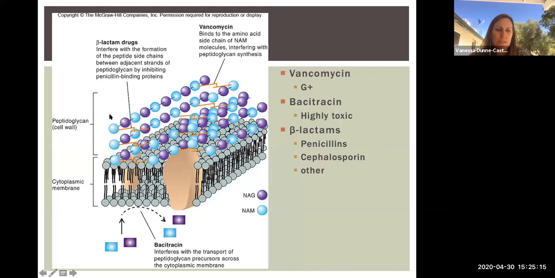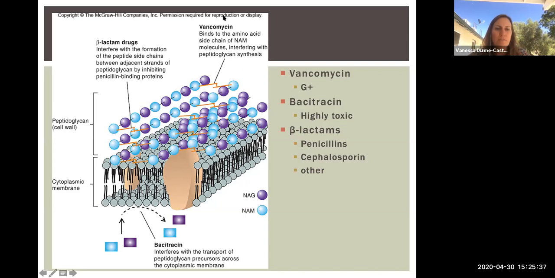Here's a nice picture to show you some of these different sites of action. So bacitracin, for example, interferes with the transport of these sugar molecules across that cytoplasmic membrane. Remember that this is the basic structure of peptidoglycan with these NAG and NAM sugars. Beta-lactam drugs, these ones, and I don't have a picture for you quite yet. Actually, I'll pause this and throw a picture up there for you.